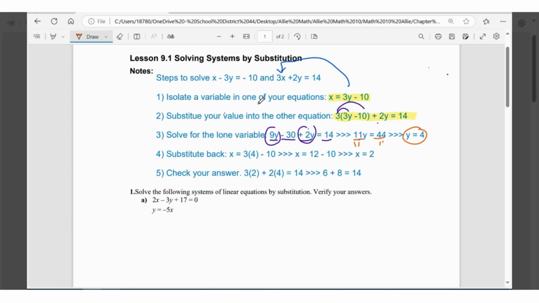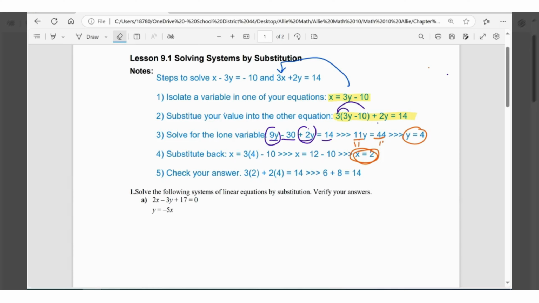And now we can substitute it back. We can substitute it in either of our equations. We now know what y equals, and we can solve for x. So I chose this version of the equation. I said x equals 3 times 4. We just figured out what y is. That's great. Minus 10. So x equals 3 times 4, which is 12. 12 minus 10 equals 2. So now we also know what x equals. Great.